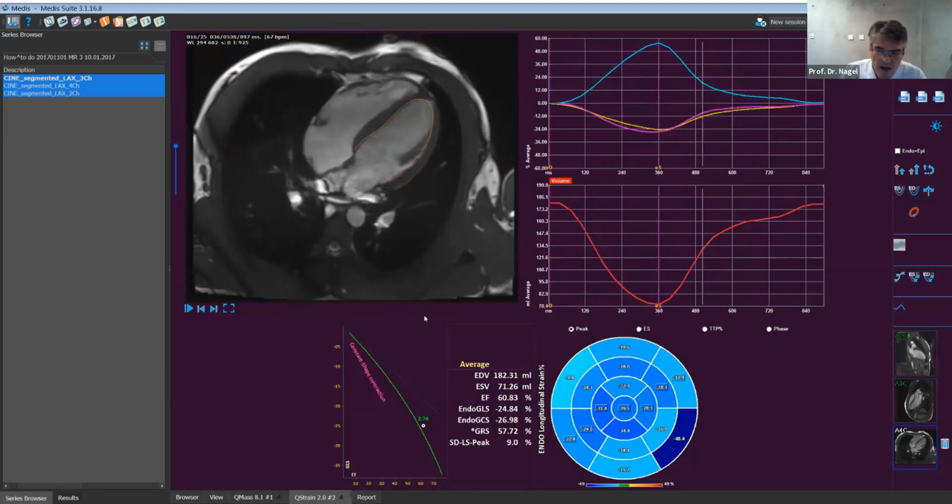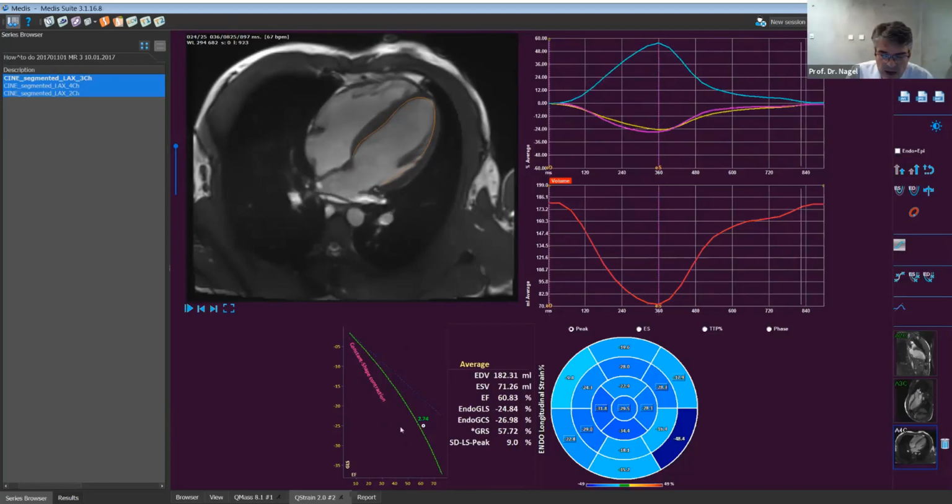So we can then, in principle, look at the global strain and the ejection fraction. Here, ejection fraction is 60.8, and the global longitudinal strain is 24.8. Can you see this graph here? I hope you can see this graph. Yeah, so we can see.